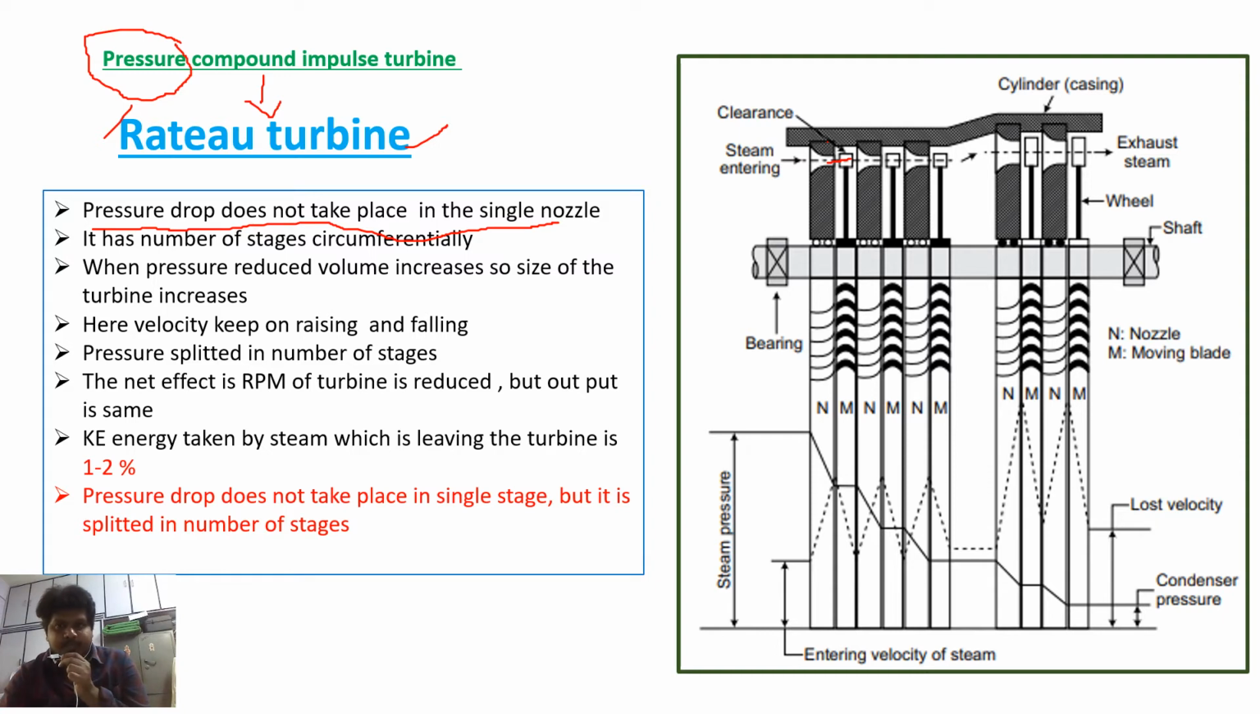Here, as we know, after passing through the turbine, the steam will still have some energy. Here that kinetic energy is around 1 to 2%, just 1 to 2%, because the wastage is very less. So the efficiency of the turbine will increase.